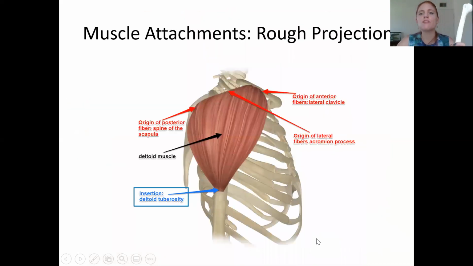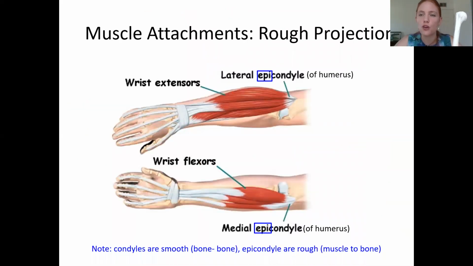To give you a preview for muscles, again, these are for muscle attachments. The lateral epicondyle would be the attachments for the extensors, the ones that extend your wrist. And then the medial epicondyle, those would be the attachments for your wrist flexors. If you move it around, you can feel where they attach, on the medial side and the lateral side.